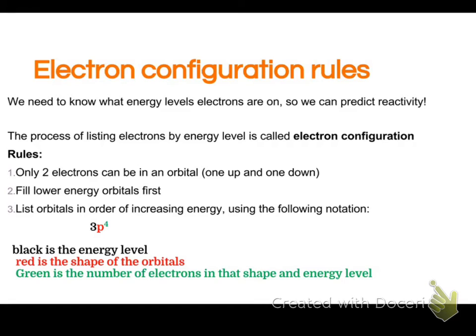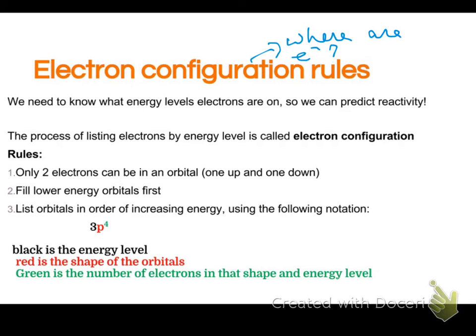Now, there's a short way to record electron configurations. When we say the word configuration, what we really mean is, where is the electron? Or really, where are electrons? Because most atoms, everything except hydrogen, have more than 1 electron around.